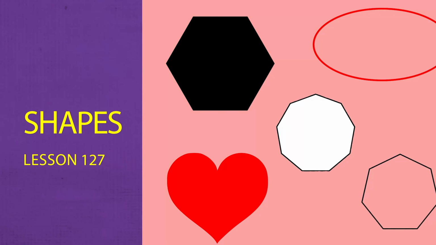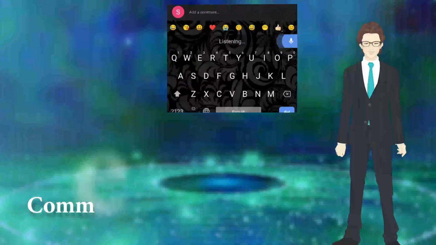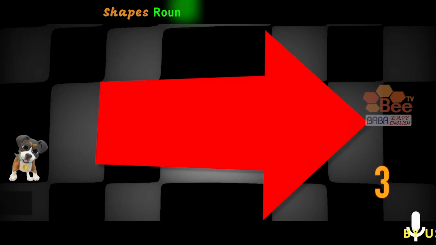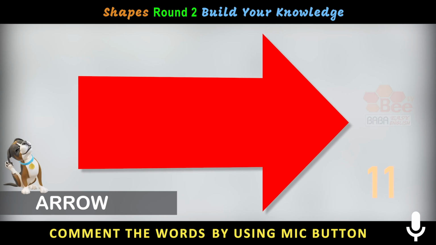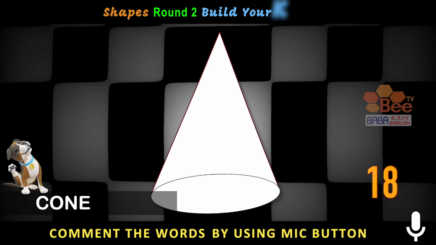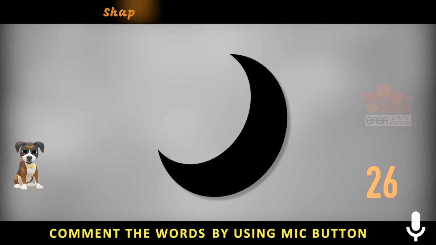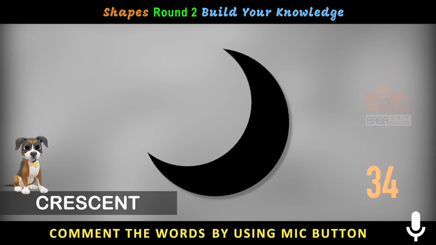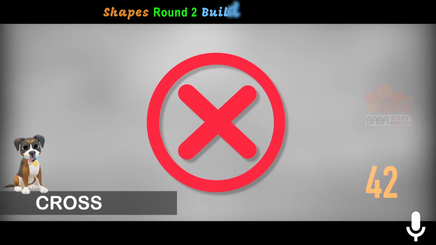Round 2. Build your knowledge. Comment the words by using the mic button on your keypad. Arrow. Cone. Crescent. Cross.